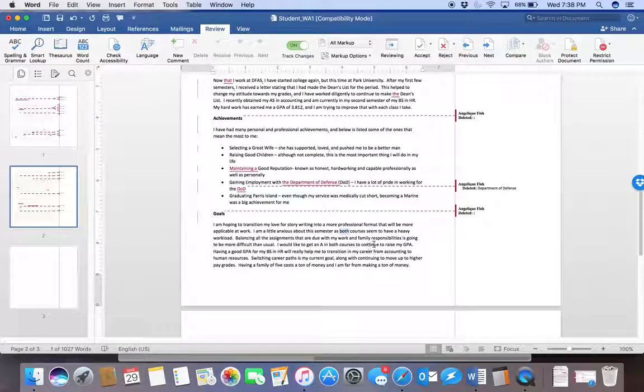Let's see, balancing all assignments that are due with my work and family responsibilities is going to be more difficult than usual. I would like to get an A in both courses, continue to raise my GPA. Having a good GPA for my BS in HR will really help me to transition in my career from accounting to human resources. So this time you spelled it out. So see, little inconsistencies there. Switching career paths is my current goal, along with continuing to move up to higher pay grades. Having a family of 5 costs a ton of money, and I am far from making a ton of money. Comma with your conjunction because you have a complete sentence here. Whoops, and a complete sentence here.